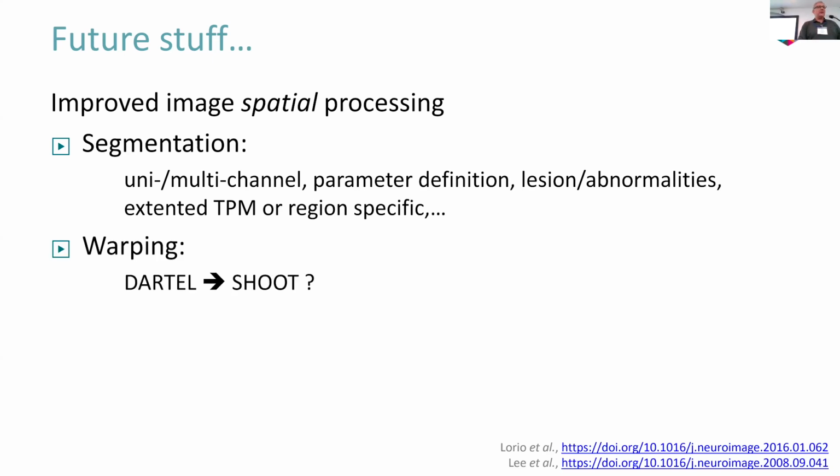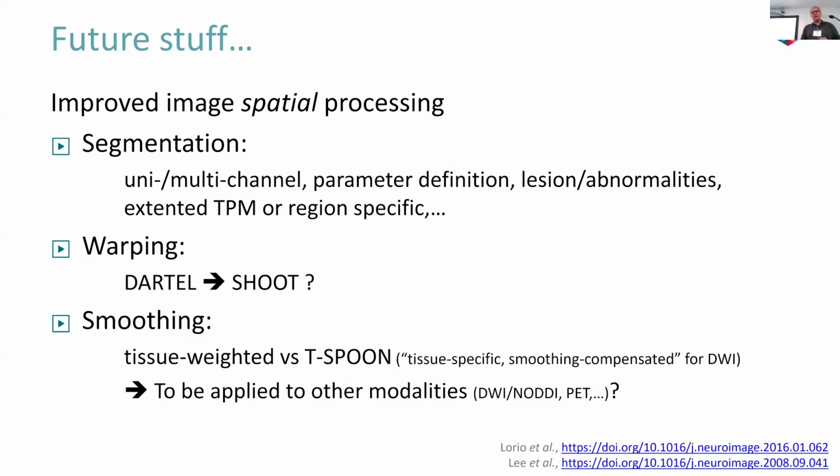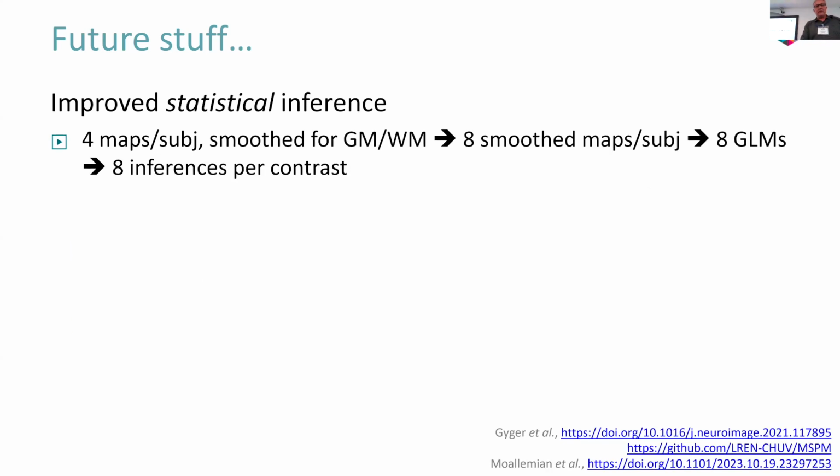Warping, we're using Dartel, we should probably use Shoot, or multi-brain that you will be presenting tomorrow. That's good, we didn't move to Shoot. The smoothing, as I mentioned, there are other ways of doing tissue weighted. There's the teaspoon, but also is it really relevant?